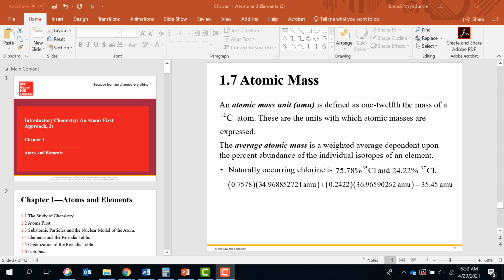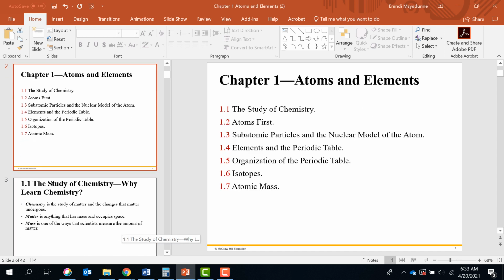You may need to study a little bit more, but I try to give you the overall idea of what we are discussing in chapter 1. So chapter 1 talks about the atoms, the subatomic particles including electron, proton, neutron and their charges, elements and the atoms, elements and the periodic table, isotopes and atomic mass.